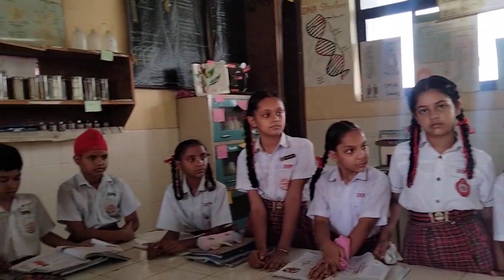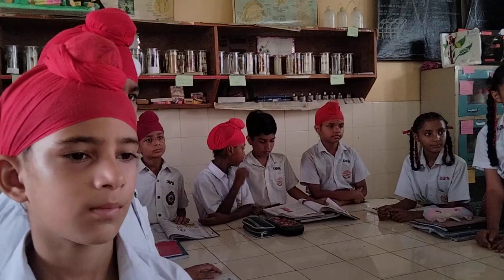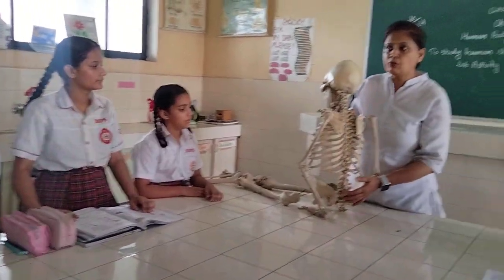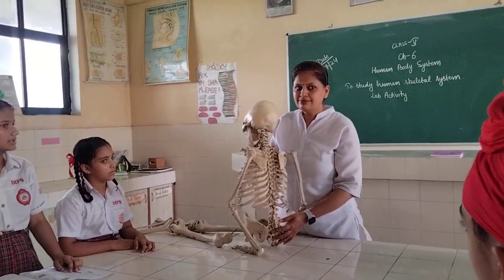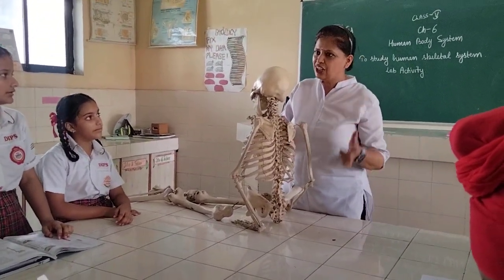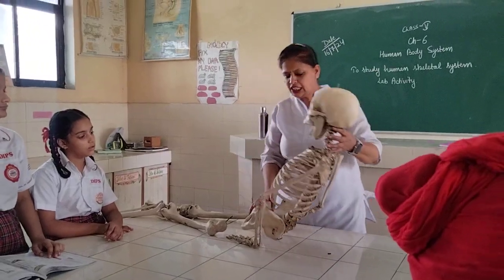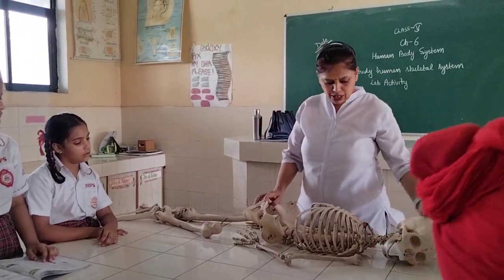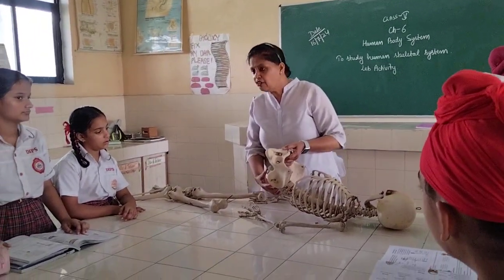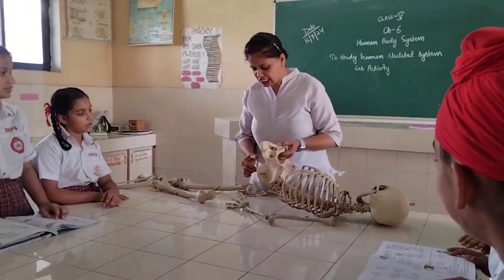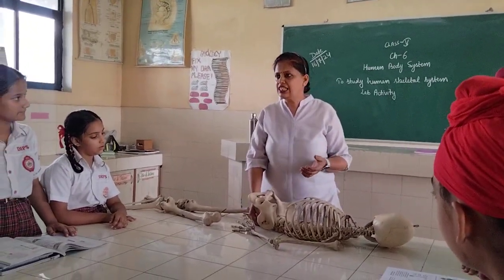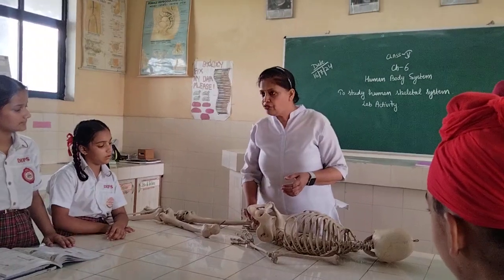Just like in the other parts we studied, the skull protects the brain and the rib cage protects the heart and lungs, this vertebral column protects the spinal cord. As you see, the last vertebral parts are fused. This is the tailbone, and it is fused because we no longer have tails.